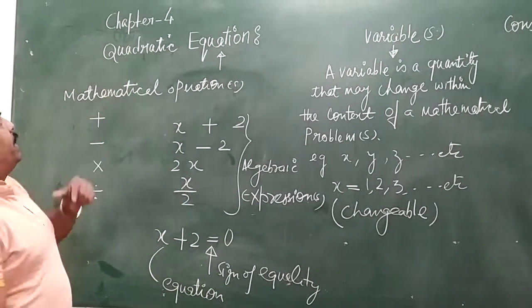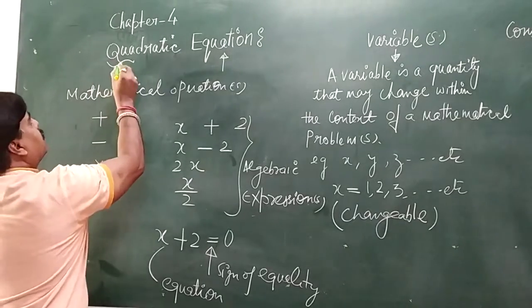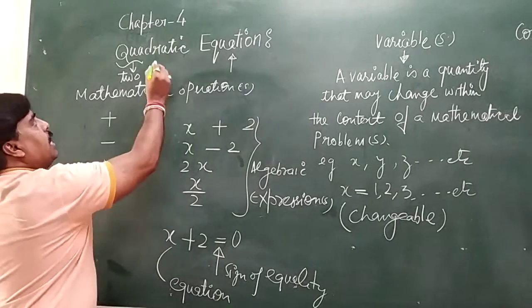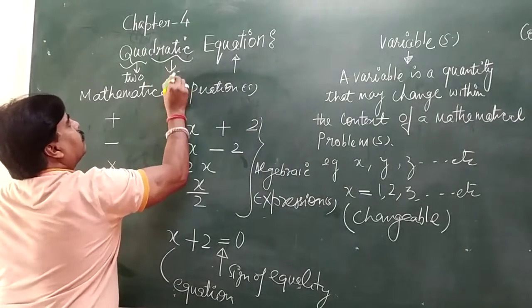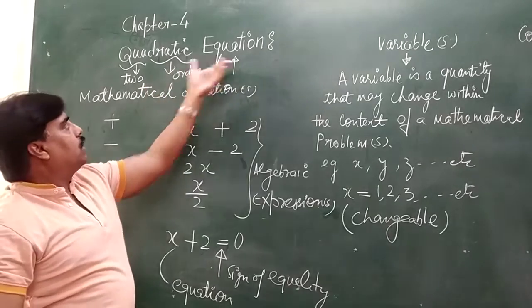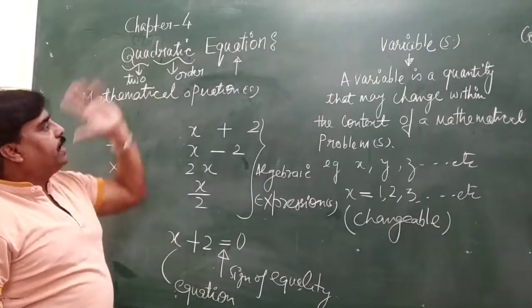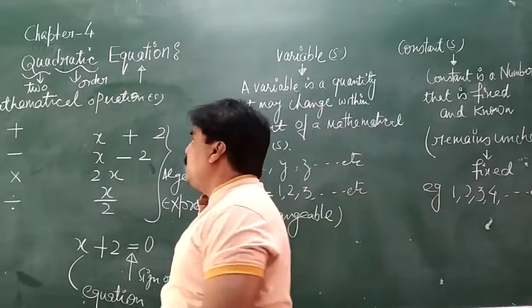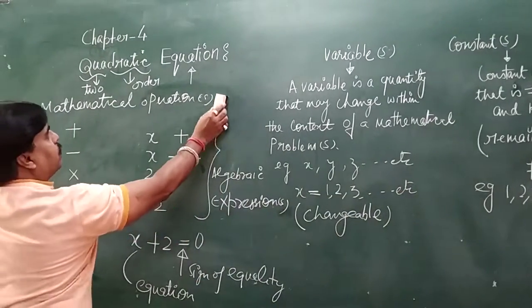Now we will discuss quadratic. Quadratic means qua means 2, and dratic means order. So if any equation whose order is 2, then you can say that is a quadratic equation. Now the standard form of a quadratic equation is, look here.